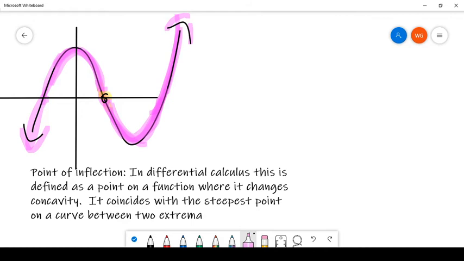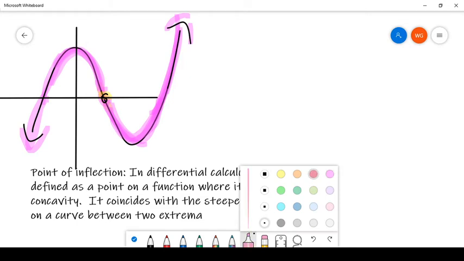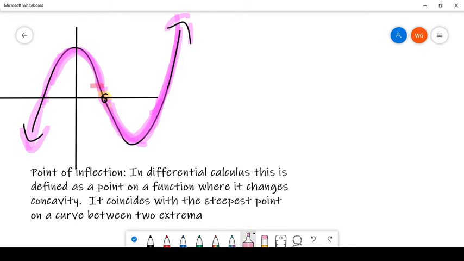The important thing to understand is this: if I were to take a test point anywhere to the left of this point of inflection, I would find that the second derivative produced negative results because my function is concave down. However, if I was to take a test point anywhere to the right of my point of inflection, I would find that my second derivative produced positive results, because my function is concave up anywhere to the right.